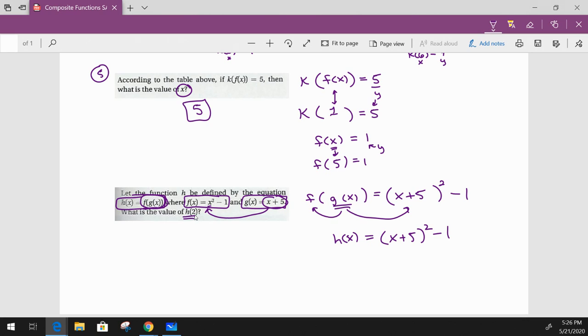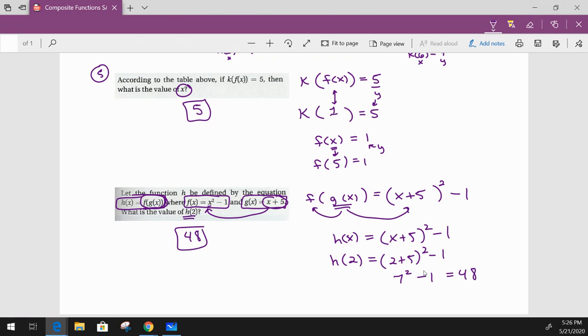But if you're asked to find h of 2, you want to substitute 2 in the place of x. So 2 plus 5 would be 7. When you square that, that's going to be 49, minus 1 is 48. So the answer to this question is 48.